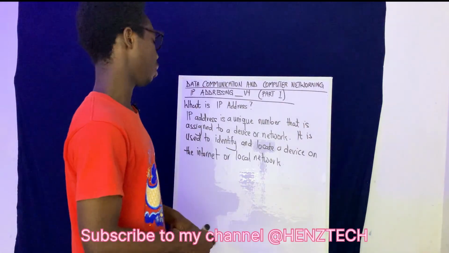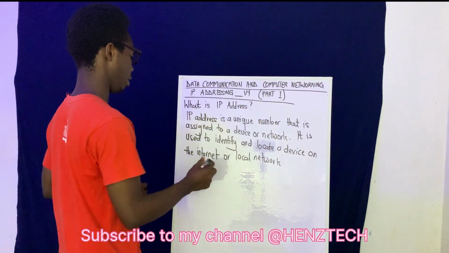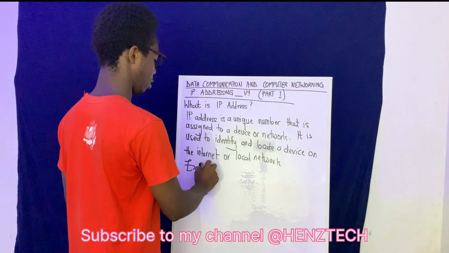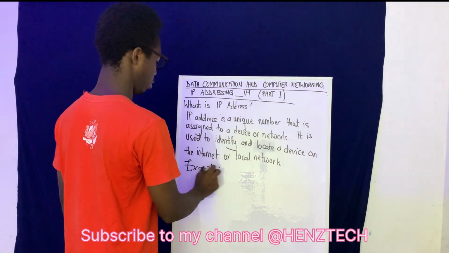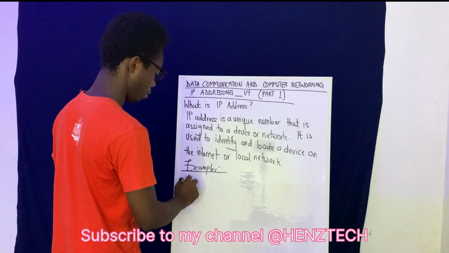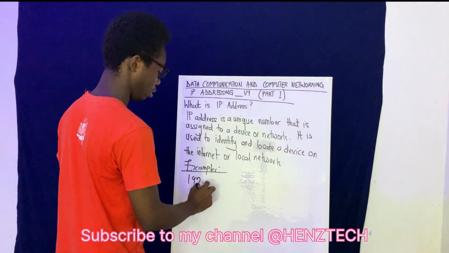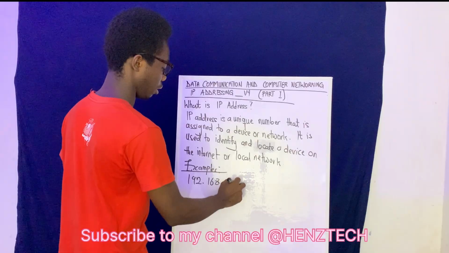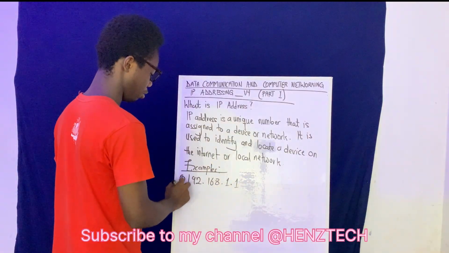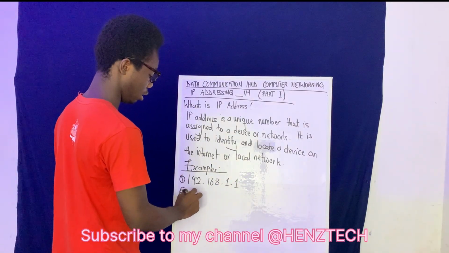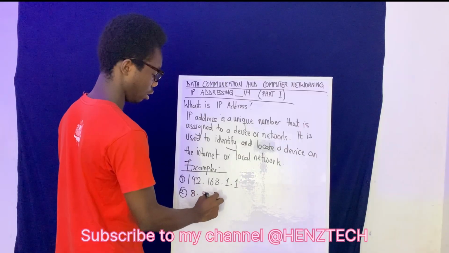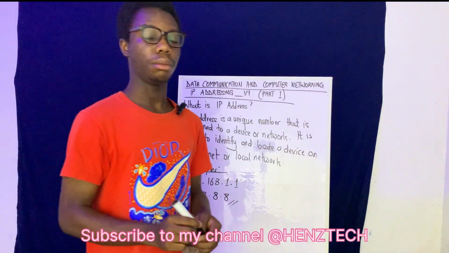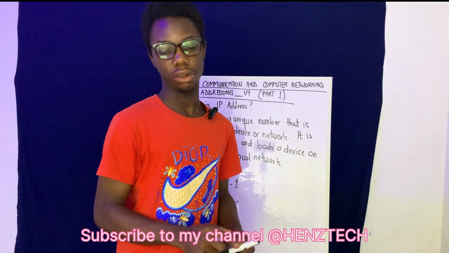Now let's give examples of an IP address. So you can write this down. Don't forget, examples of an IP address. We have 192.168.1.1, this example. Then number 2, we have 8.8.8.8. So this is an example of an IP address.